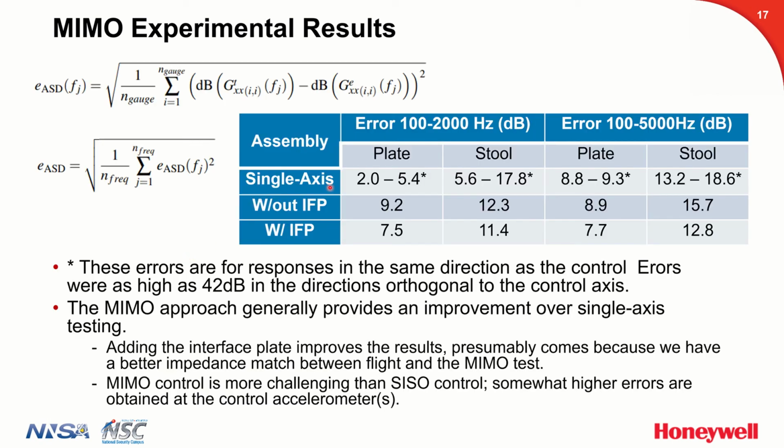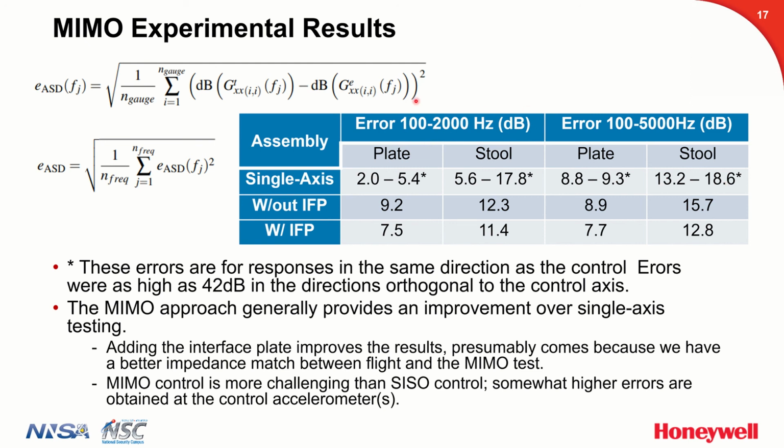You can see all of that numerically here. So this column is the result without the interface plate, and with it. So the impedance match gets better. And then these are some numbers for a single axis test. It gets tricky to compare because you're only controlling one channel and all the others may or may not be relevant if they're off axis or not.